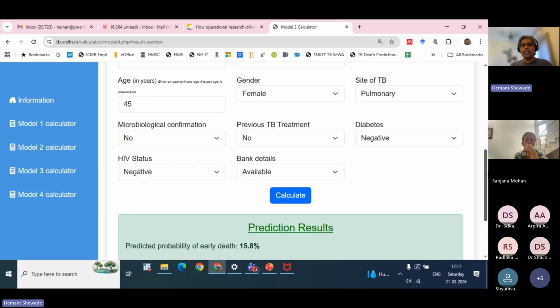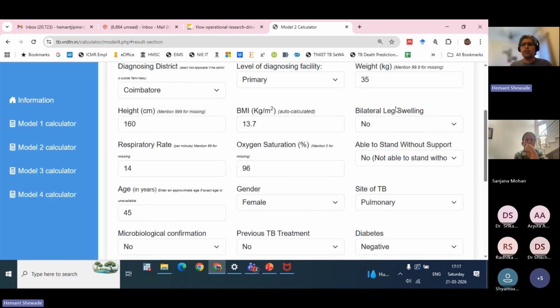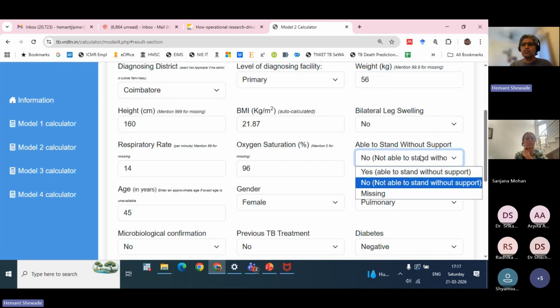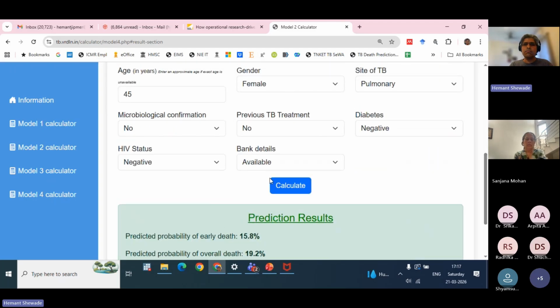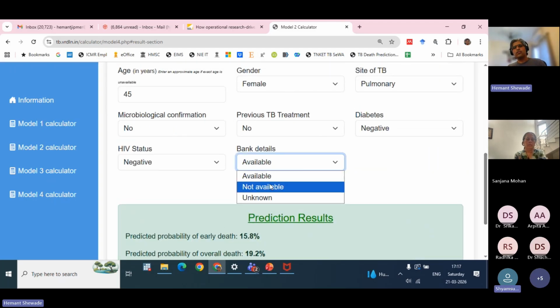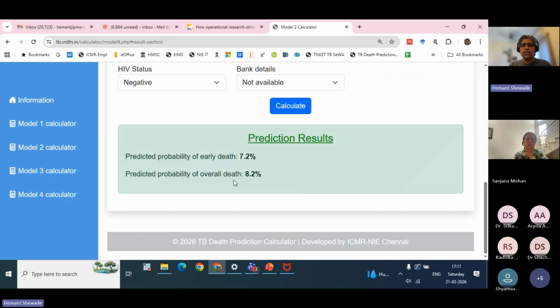And if you calculate, you see the predicted probability. Now someone who has a normal BMI, let us say 56, everything appears normal, able to stand without support. Let us say they don't have a bank account at diagnosis. If I say not available and calculate, you see the baseline death rate was 2 to 3%. It is increasing to 7 to 8%.